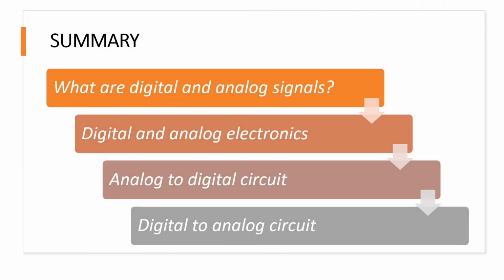And that was all about digital and analog electronics. Let me summarize my lesson. We have read about digital and analog signals, digital and analog electronics, analog to digital converter, and digital to analog converter.